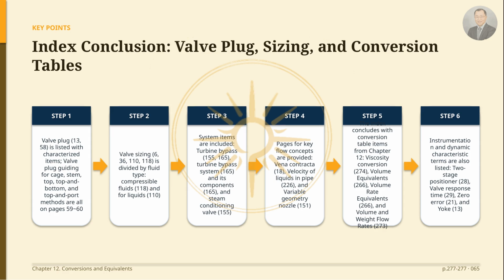Next, here is a reference table organizing the remaining index items. You can find the pages for various instrumentation terms, conversion tables, and sizing locations based on fluid type, as well as plug guiding methods. For example, for valve sizing, compressible fluids are listed on page 118, and liquids are on page 110. Rather than listing every item, please use this index table to quickly locate the specific concepts or conversion values you need during your practical work.